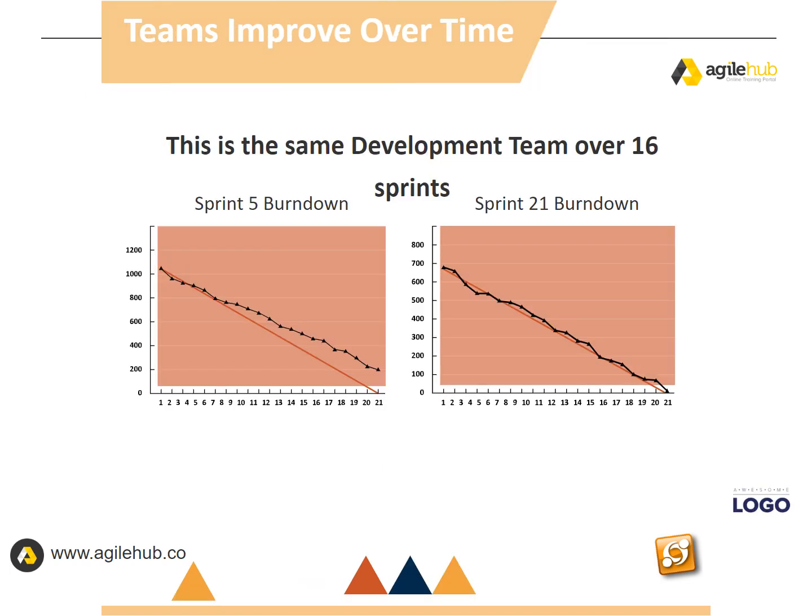Teams improve over time. Here we can see how the team has improved and become more efficient between 16 sprints, finally remaining almost completely on target for the 21st sprint.